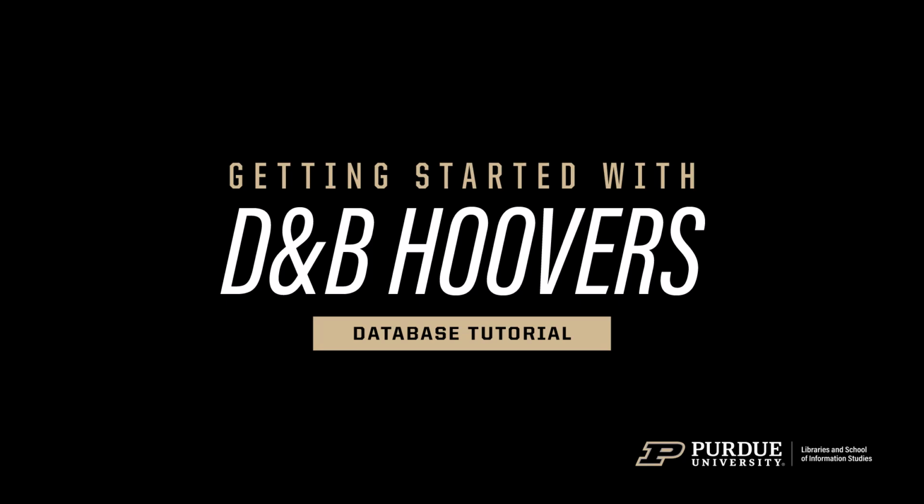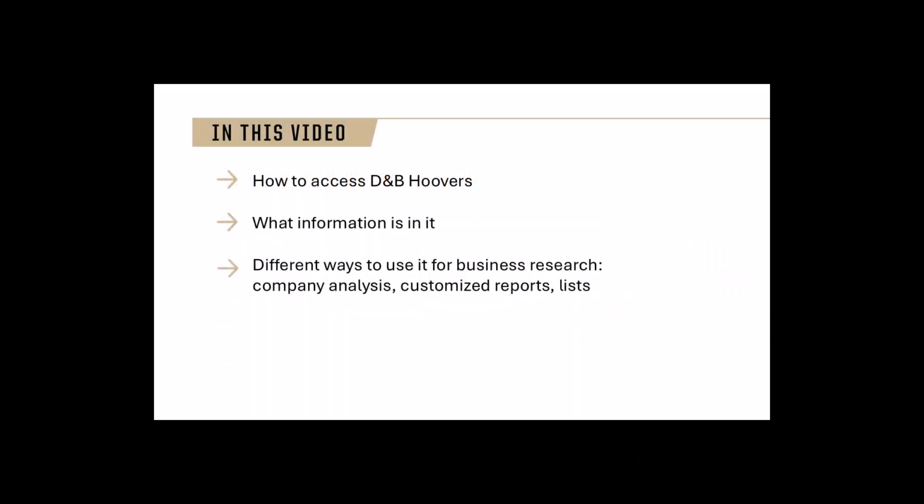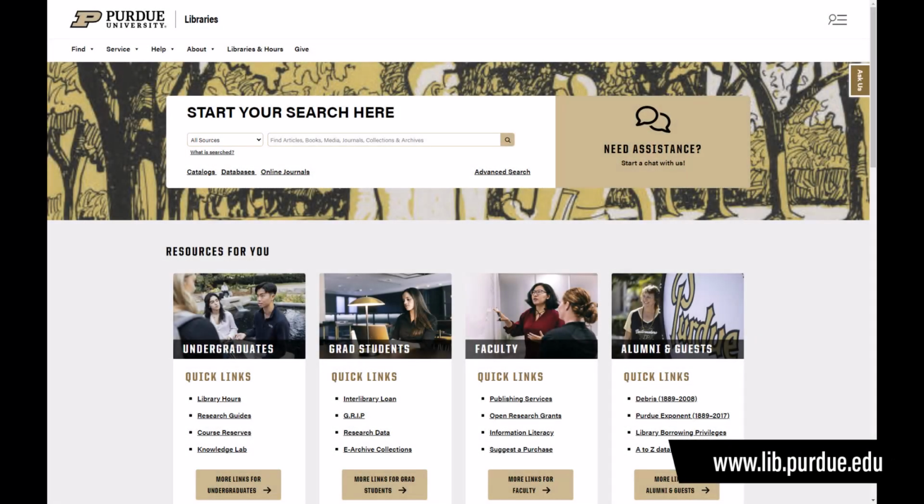Today, we cover D&B Hoovers. We'll go over how to access D&B Hoovers, what information is in it, and different ways to use it for business research, company analysis, customized reports, lists. Let's get started. Go to the Purdue Library's website to locate our A to Z list of databases. D&B Hoovers is on the list.